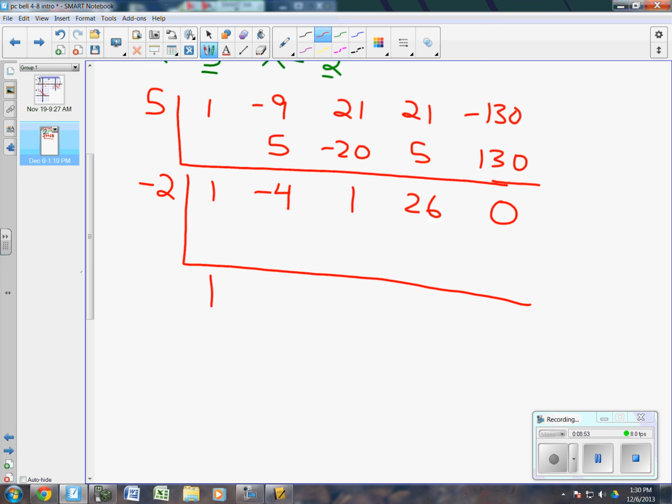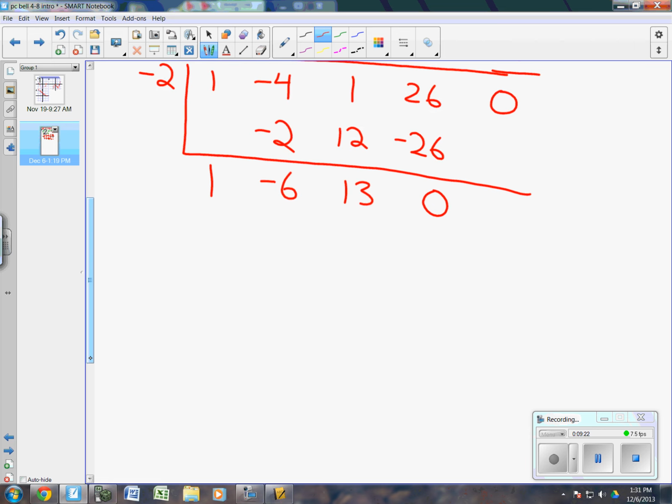I'm going to go negative 2 times 1 is negative 2. Add, I get negative 6. Negative 2 times negative 6 is 12. Add, I get 13. Negative 2 times 13 is negative 26. Add, I get 0. Once again, I know that I should get 0 because negative 2 is a solution. We've already checked that. If I don't get 0, I know there's something wrong, and I've got to go back and fix it. So now, I have the coefficients 1, negative 6, and 13. So what's my polynomial? x squared minus 6x plus 13 equals 0, right? Good, Rhett. Okay, there's my quadratic equation.